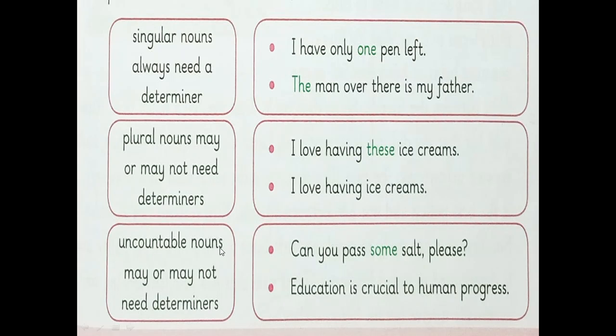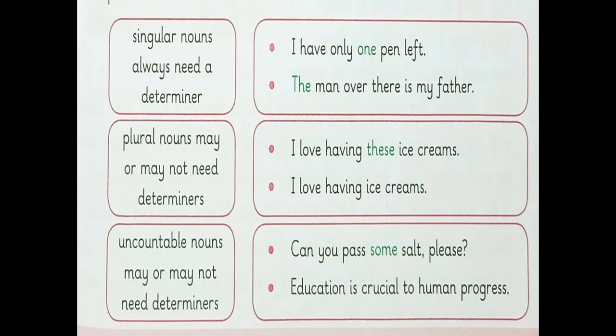Uncountable nouns may or may not need determiners, just as the plural nouns do. For example, can you pass some salt please? So we are saying some salt. Salt is something that cannot be counted. It can be weighed but it cannot be counted. May or may not need a determiner.